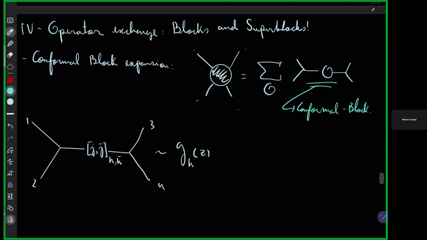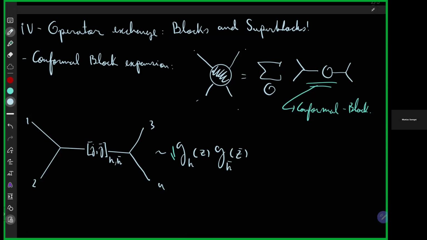This also depends on the external weights, of course. So we have this G_H of Z, which you can call the left, or holomorphic, SL2R block, and depends only on the dimension of the left-hand side, the holomorphic dimension of the exchange operator. We have the anti-holomorphic one, which depends on H bar and Z bar, of course. And we also have the SU2 polynomials in the block.